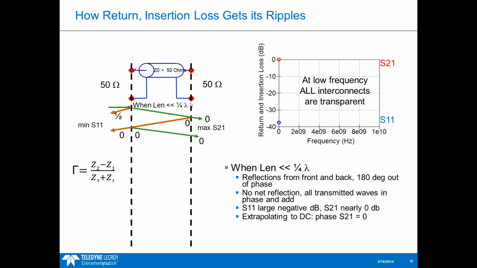So when the length of the channel is much less than a quarter of the wavelength of the signal, the reflections from the front and back are 180 degrees out of phase, and they subtract, so we get a minimum. There's no net reflection, and all the transmitted waves add together, and we get a maximum at S21.